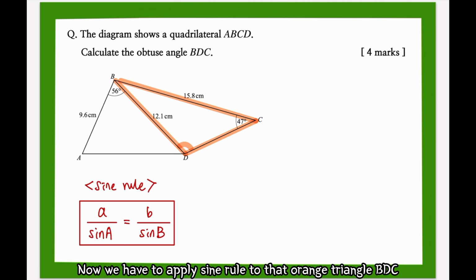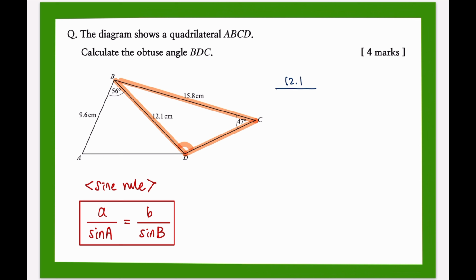Now we have to apply the sine rule to that orange triangle BDC. So don't forget we need to use the pairs. So 12.1 over sine 47 is equal to 15.8 over sine BDC. Using cross multiplication, 12.1 times sine BDC is equal to 15.8 times sine 47.